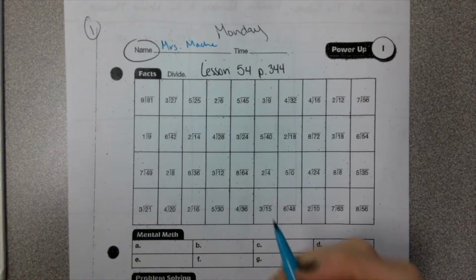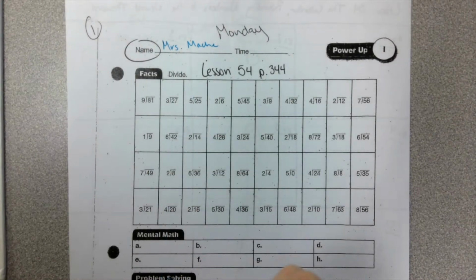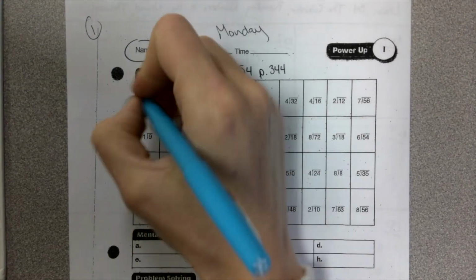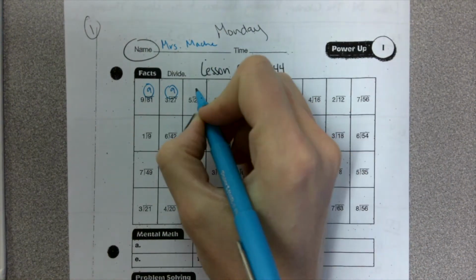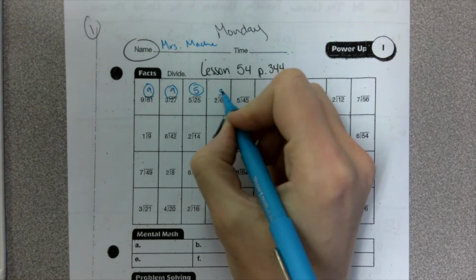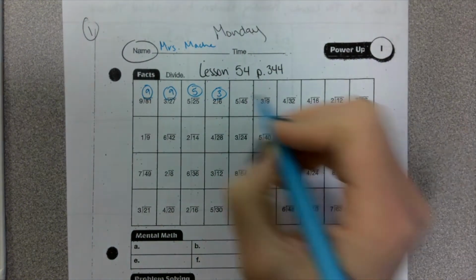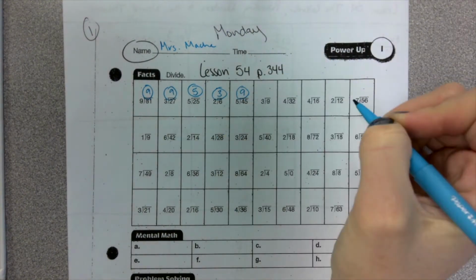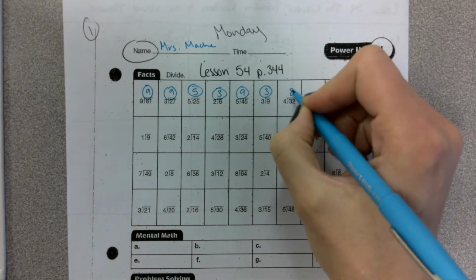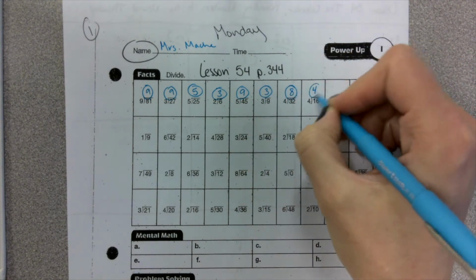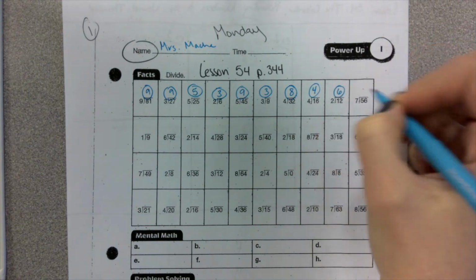Let's do our facts first. 81 divided by 9 is 9. 27 divided by 3 is 9. 25 divided by 5 is 5. 6 divided by 2 is 3. 45 divided by 5 is 9. 9 divided by 3 is 3. 32 divided by 4 is 8. 16 divided by 4 is 4. 12 divided by 2 is 6.